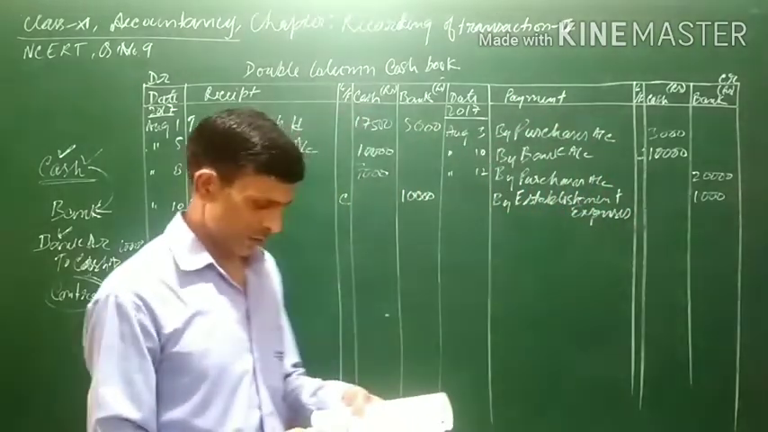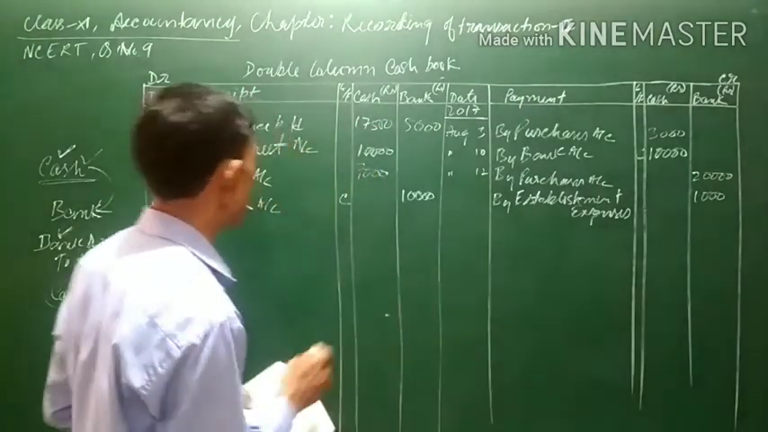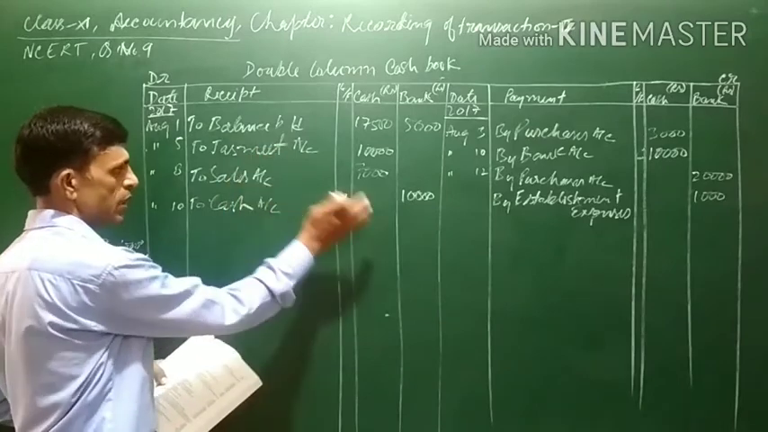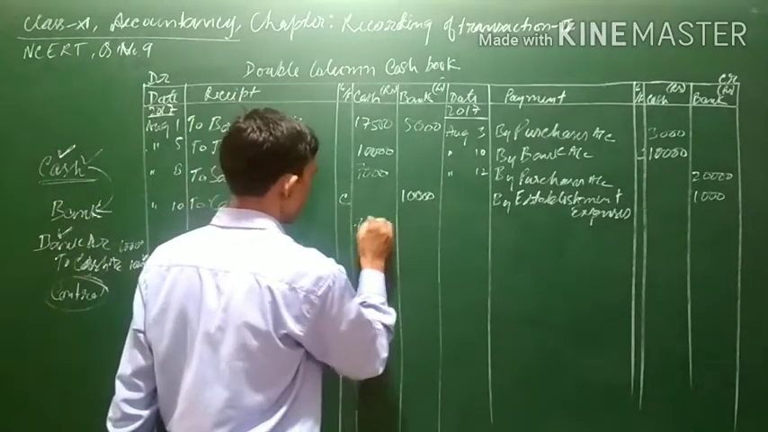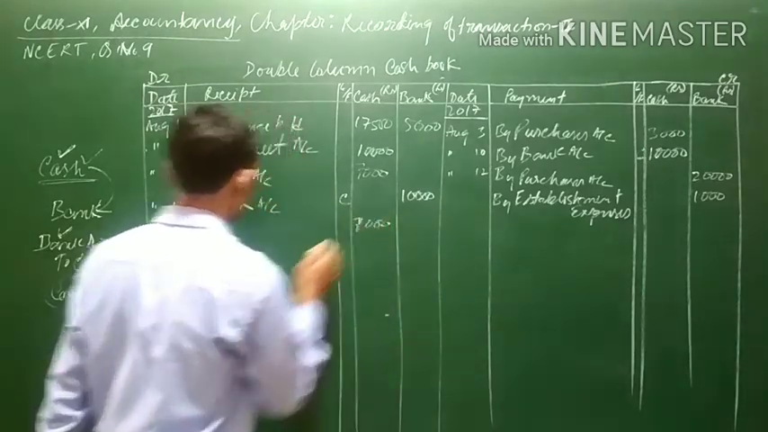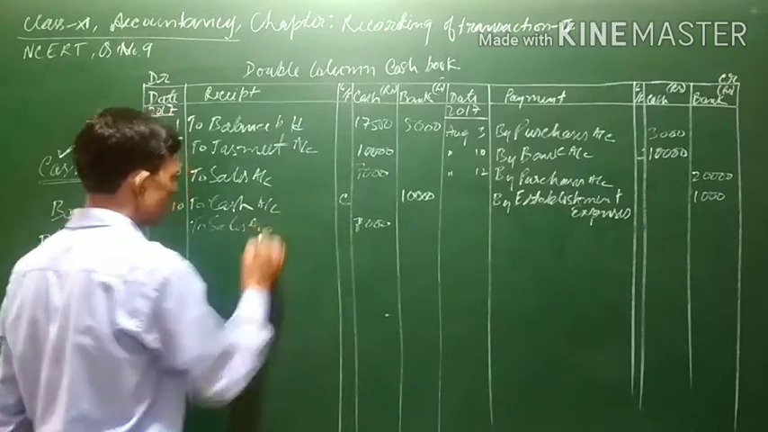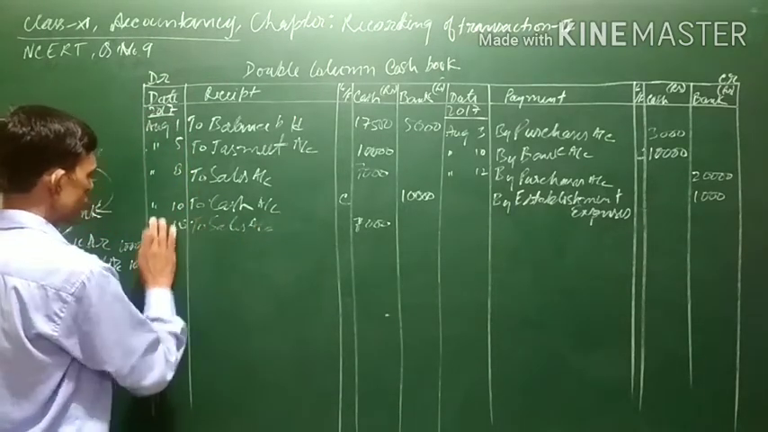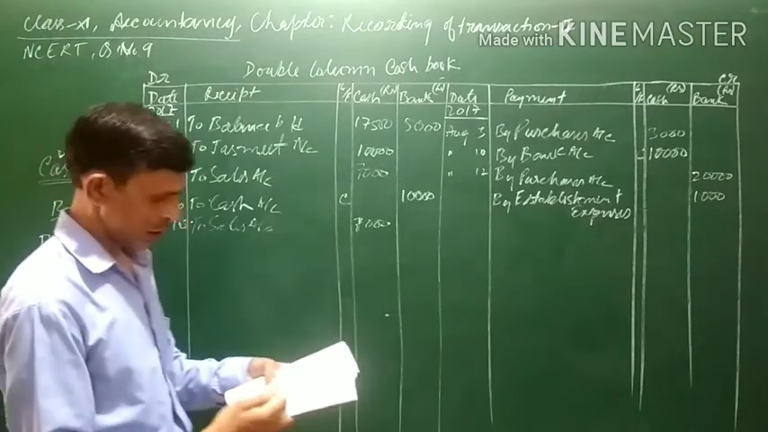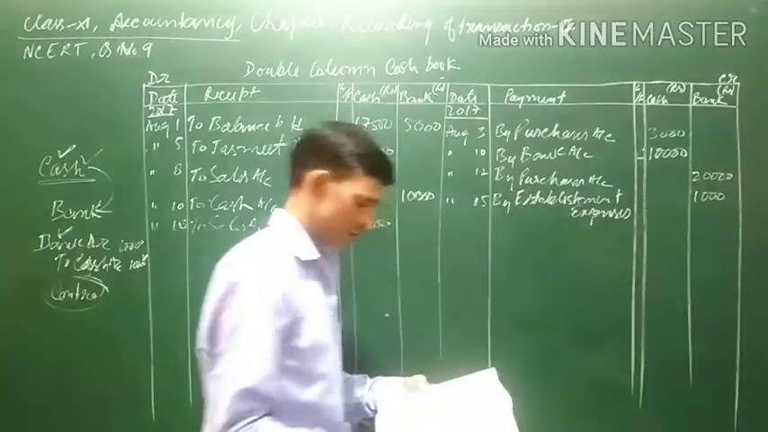Next is cash sales, which means you are selling goods and receiving cash. If you are receiving cash, it will be written on the receipt side in the cash column. How much cash are you getting? That is 7,000 on account of sales. To sales we are writing, because we are getting this cash on account of sales, and it is on 18th. On 15th it was establishment expenses.